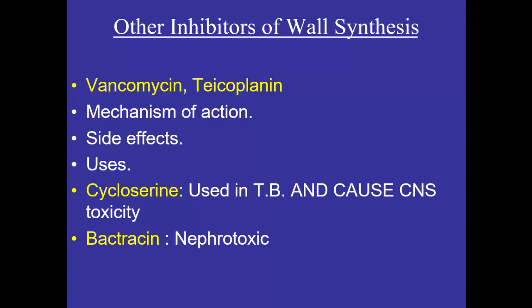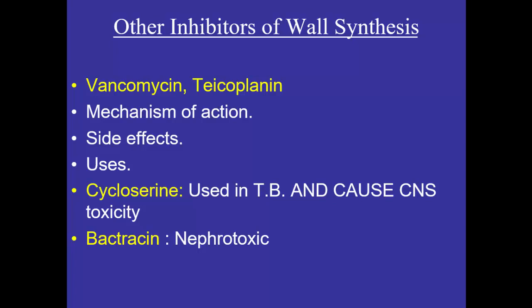Vancomycin, teicoplanin, and bacitracin act on inhibition of the second step of cell wall synthesis. They inhibit elongation of the peptidoglycan layer and they inhibit the carrier that is responsible for transfer of this peptidoglycan layer outside the cell membrane. This is the mechanism of action of vancomycin, teicoplanin, and bacitracin.